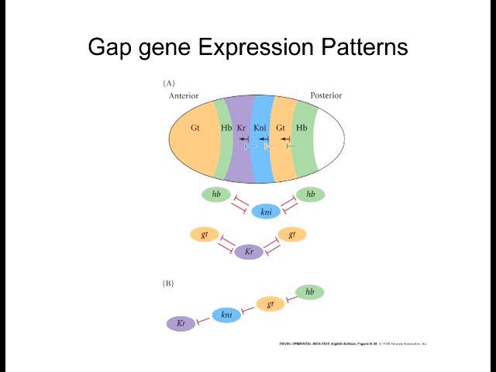This hierarchy is what I want you to understand. Wherever hunchback expression occurs, you can't get giant, Knirps, or Krüppel. Wherever giant expression is at, you can't get Knirps or Krüppel. And wherever Knirps expression is at, you don't get Krüppel. So Krüppel is the low man on the totem pole, so to speak. It gets restricted to the only area where you don't get any of these other gap genes being expressed.